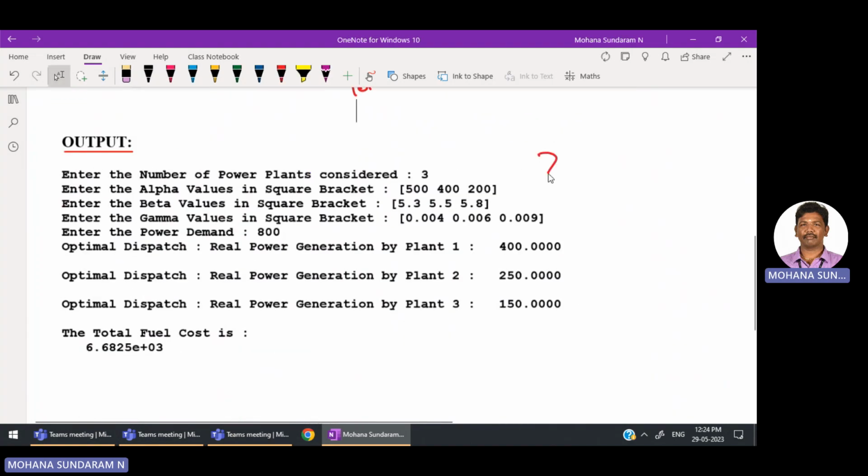See, I'm giving all the inputs, and I'm getting P1, P2, P3, and the total fuel cost.